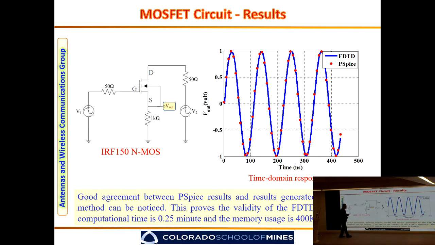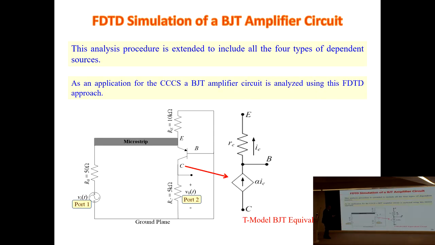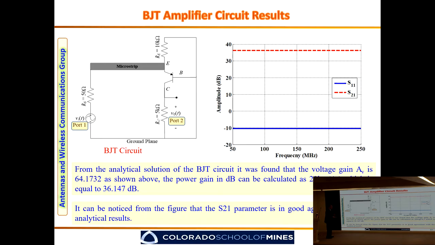And here is an example of a circuit. And you can, again, see a very good comparison between PSPICE and finite difference time domain. BJT is another example. And for this one, we needed a current controlled current source. And here is one example, and you can see the amplification is happening over this frequency band. So those three different types of amplifier are being simulated and tested directly in the finite difference time domain.